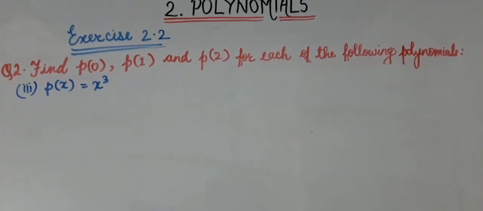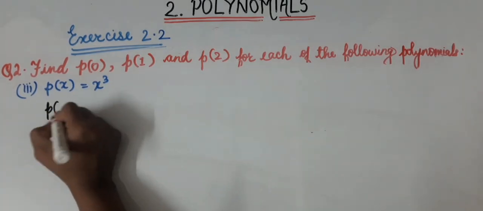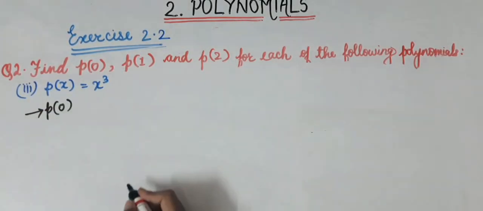Then the third question is, P of x is equal to x cube. Same way you will do it. Find P of 0 for it, find P of 1 and find P of 2 for it. So what will be P of 0 for it? The first one, P of 0.